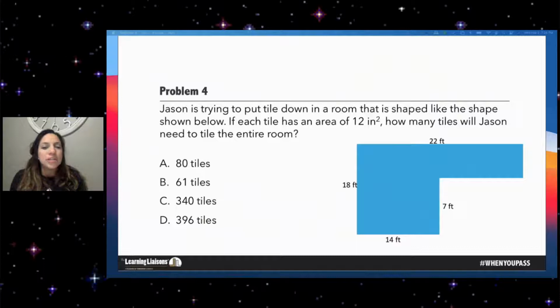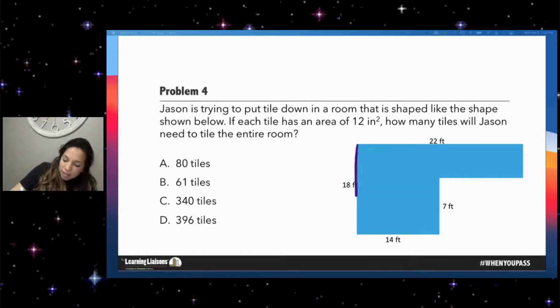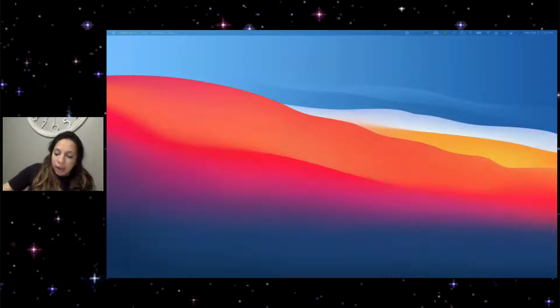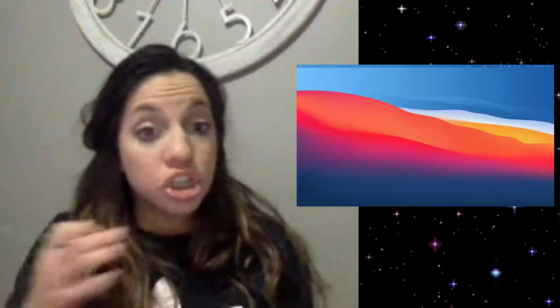All right. Jason is trying to put tile down in a room that is shaped like the shape below. So this is the room that he is putting tile in. And we disconnected because that happens about once every Wednesday, and that's okay. So the shape of the room is irregular. We don't have a formula for weird looking shapes, and that's okay because we can use the formulas that we know to find the area of shapes that we don't know.